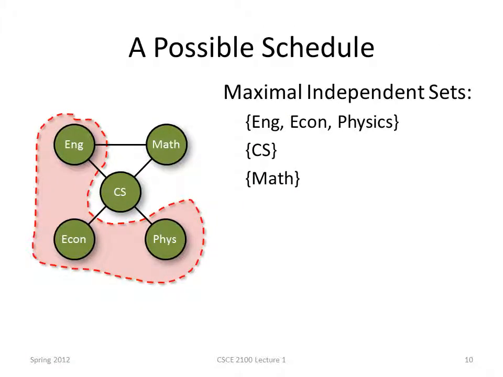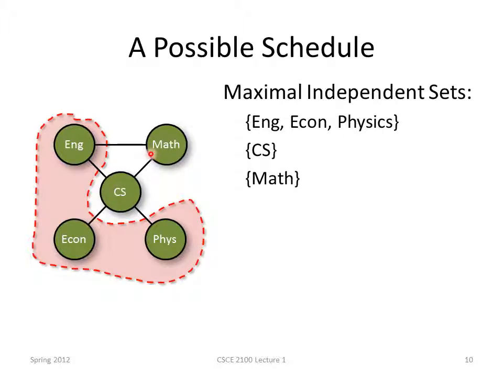So here's a possible schedule. Notice over here, English, economics, and physics form an independent set. There are no edges between nodes in that red set there. So we could schedule those exams at the same time. They have no common student. So let's go ahead and schedule English, economics, and physics.